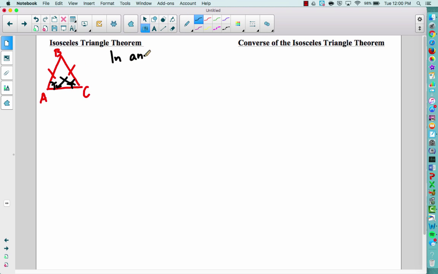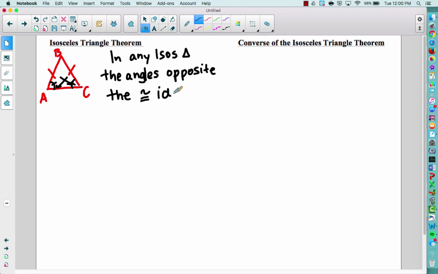In any isosceles triangle, the angles opposite the congruent sides are congruent. So for example, in this particular triangle, angle A would be congruent to angle C because it's an isosceles triangle with legs of AB and BC.